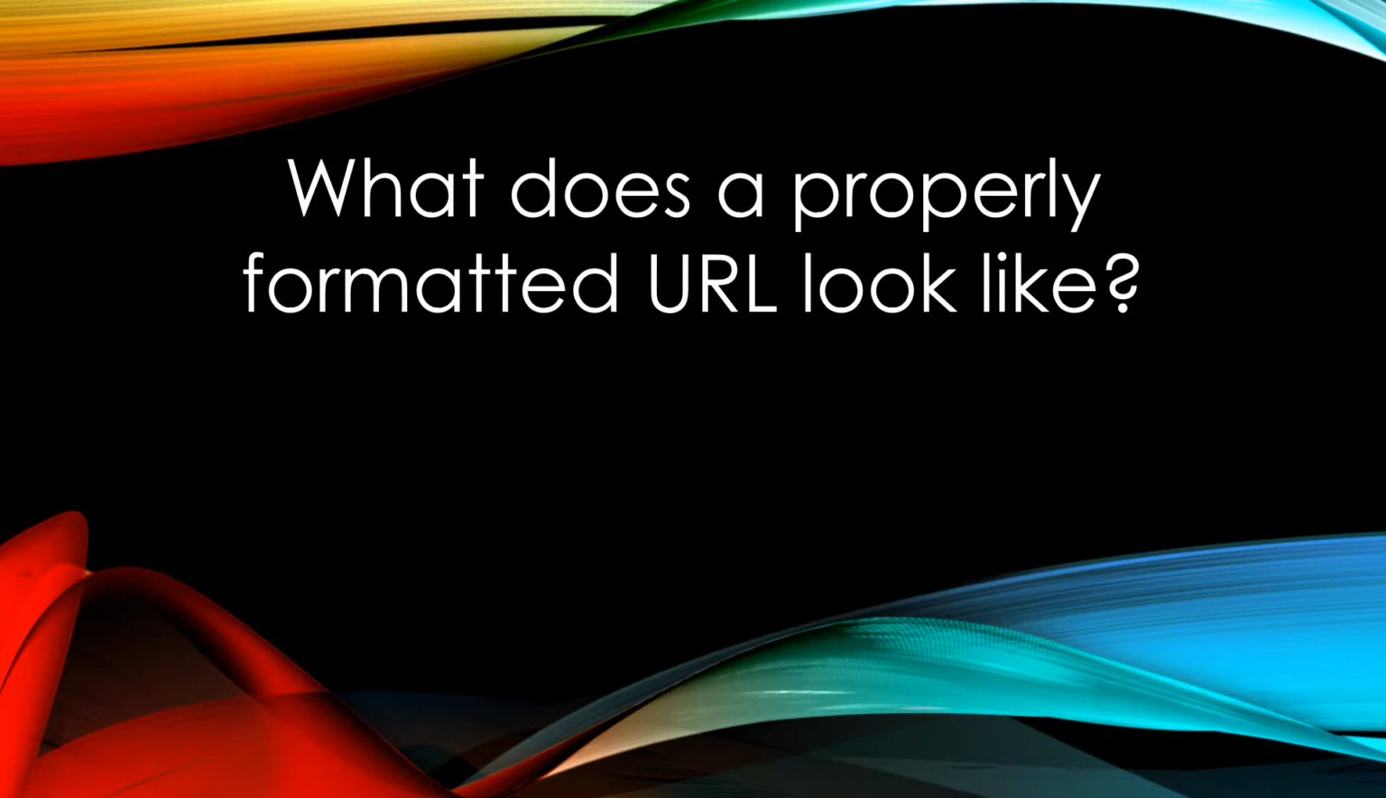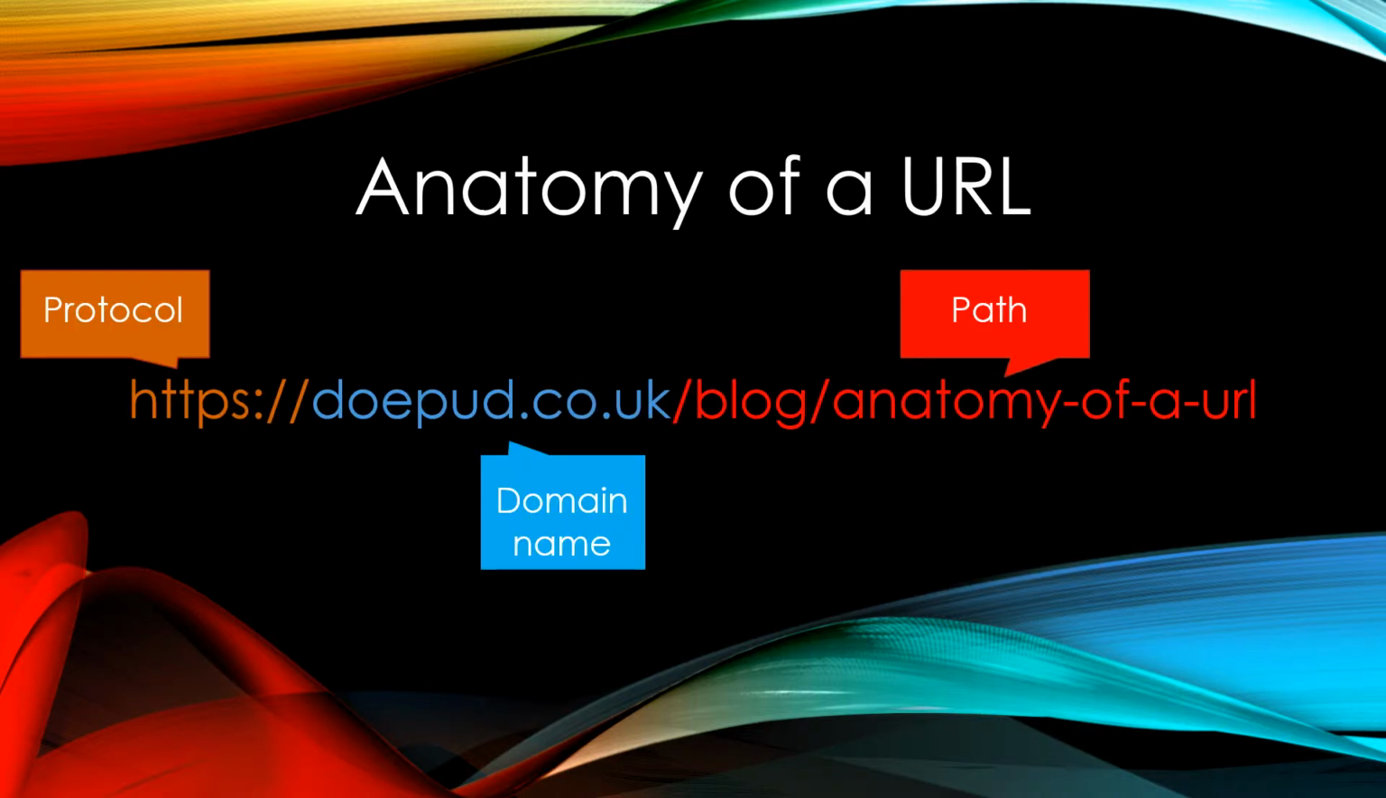What does a properly formatted URL look like? Let's take a look. Here is the anatomy of a URL. There are three basic parts to a URL: the protocol, domain name, and path. The most common protocol is HTTP or HTTPS. The S stands for secure. This is important when visiting sites where you have to enter sensitive information like passwords.